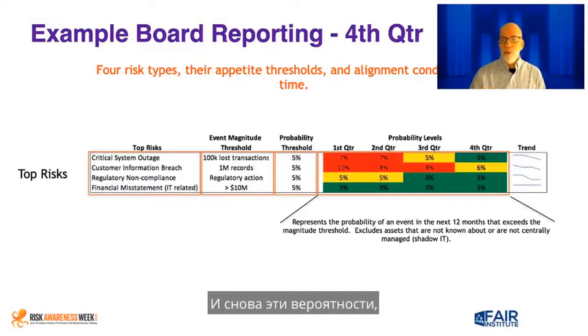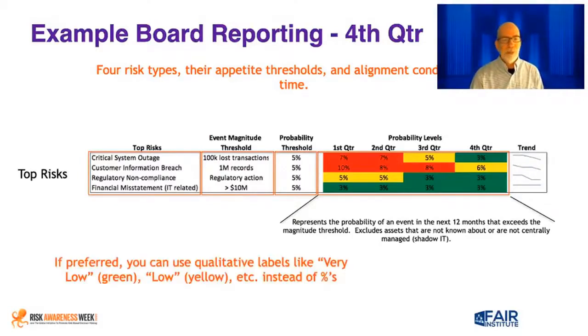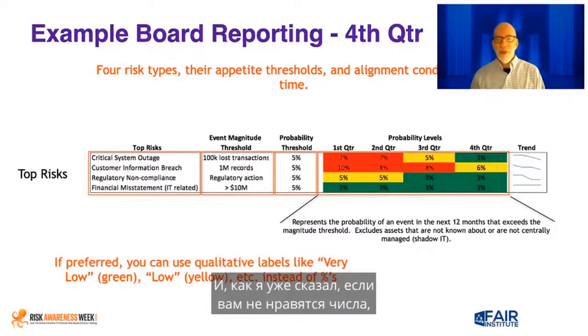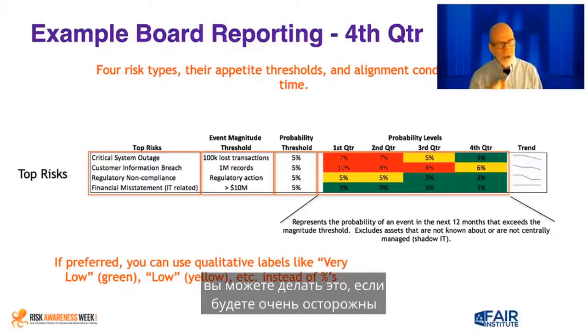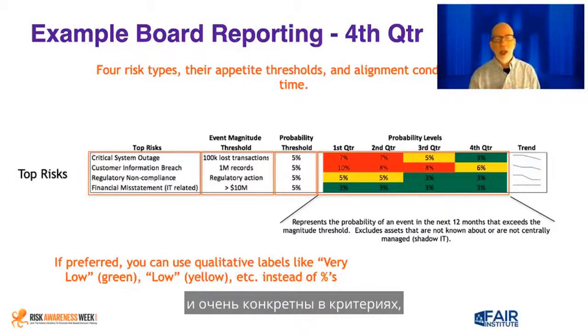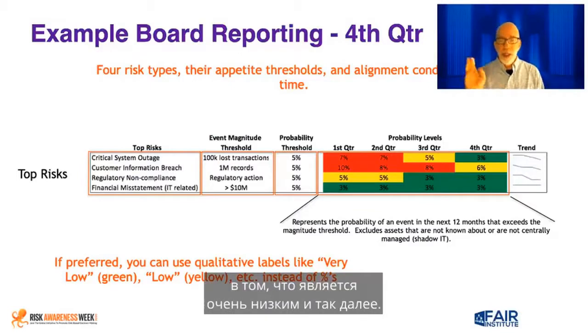And again, those probabilities are the probability of an event in the next 12 months. And as I said before, if you don't like numbers, if you want to go with qualitative terms, you can do that as long as you're very careful and very specific in what the criteria are for what very low means, etc.